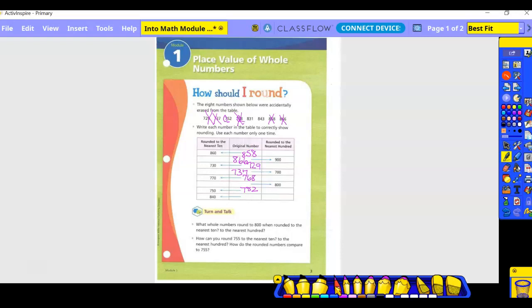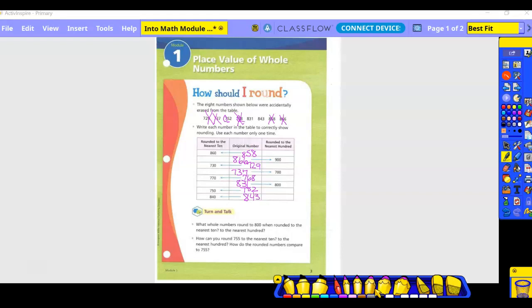So which one could be 840? 843. So then that leaves me with 831 up here. Okay, so they want to know what whole numbers round to 800 when rounded to the nearest 10 and then to the nearest 100. Okay, we did that in our chart, right? We already have all those.